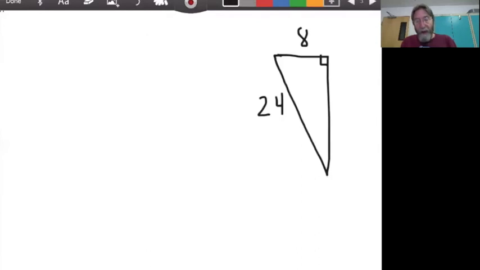24, however, is not connected to the right angle. That one would have to be our C. Now, which one's A, which one's B? It doesn't matter. We can call 8 equal to A, and let's just call that B. Either way, it's not going to matter because we're just going to end up adding them at the end. But it's important we understand that 24 has to be our C because it's that one that's opposite the right angle. So we're going to want to find out our missing side.